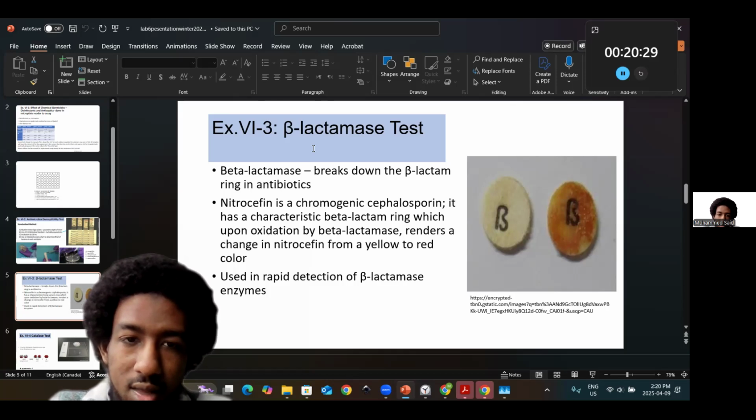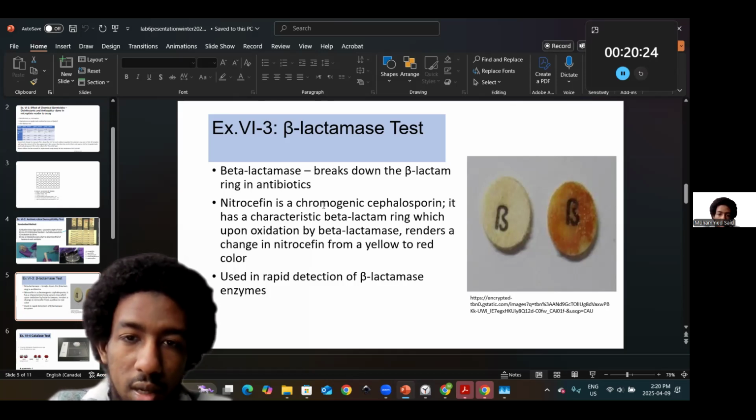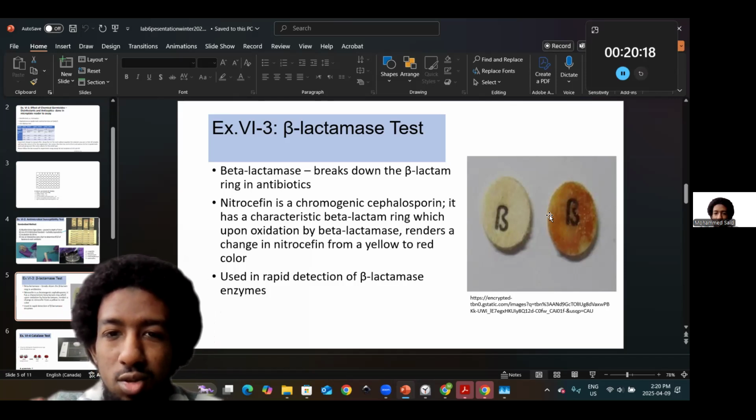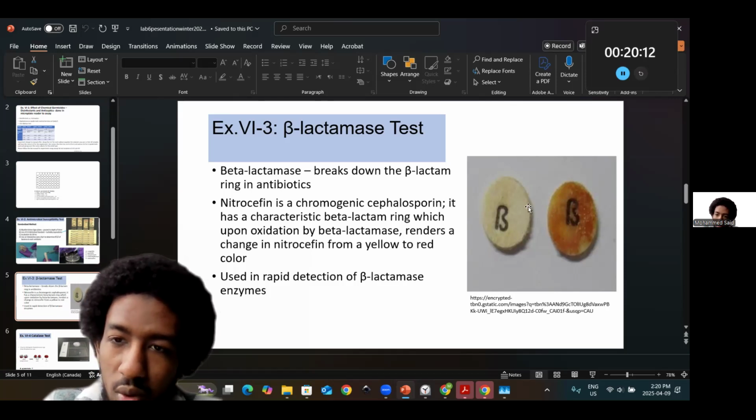What this experiment showcases is that this disc aims to replicate whether or not you have beta lactamase in your bacteria. It's kind of like having the antibiotic on this disc, right? Nitrocefin.